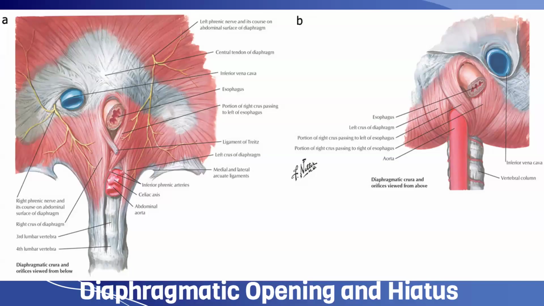There is a ligament which... the esophageal hiatus is a slit-like opening in the diaphragm, and it is formed by the thickened bundles, as we can see over here.